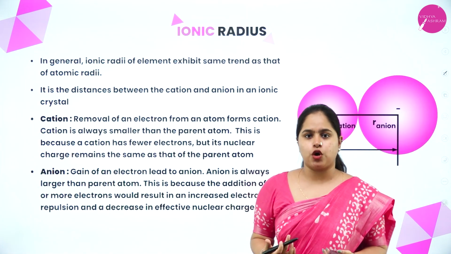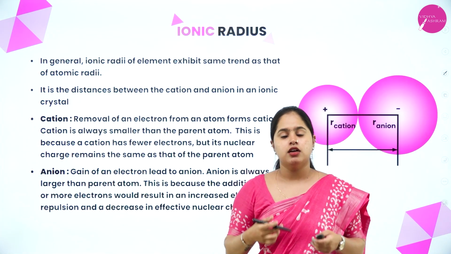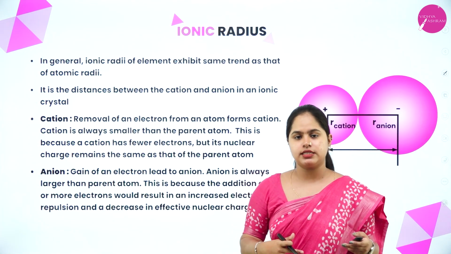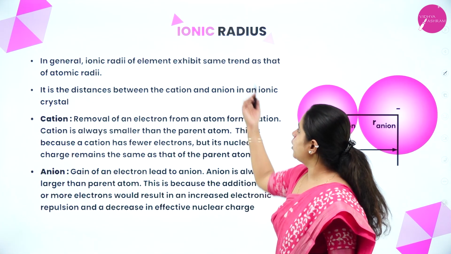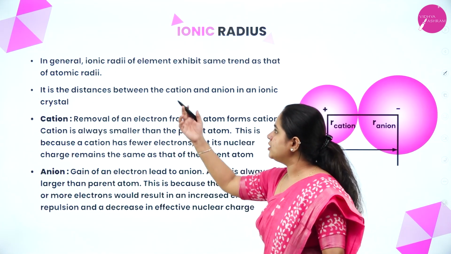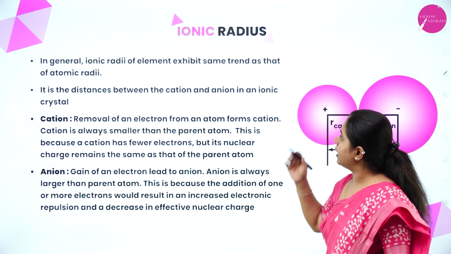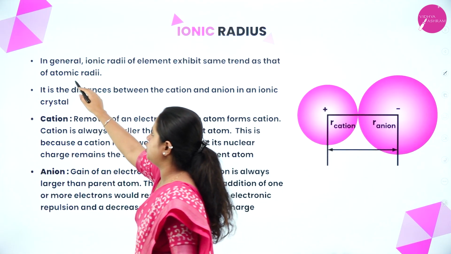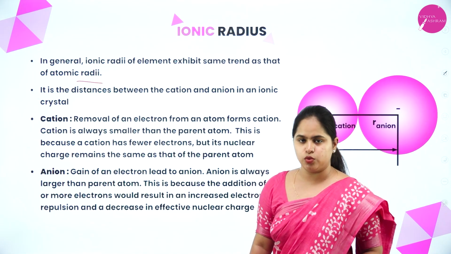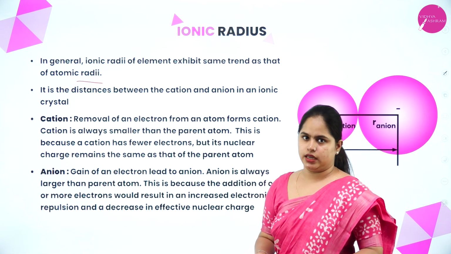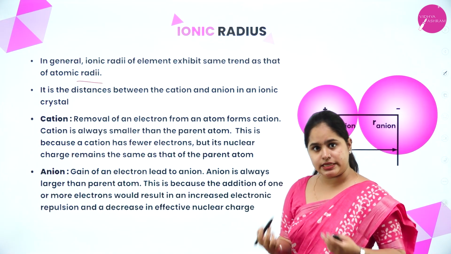Now, moving on to the next topic, that is ionic radius. We discussed atomic radius, in which we discussed covalent, metallic and van der Waals radius. Now we are moving on to ionic radius. In general, the ionic radii of elements exhibit the same trend as that of atomic radii. So how atomic radii vary along the period and down the group, the same trend ionic radii will also show. Now, what exactly is ionic radius?